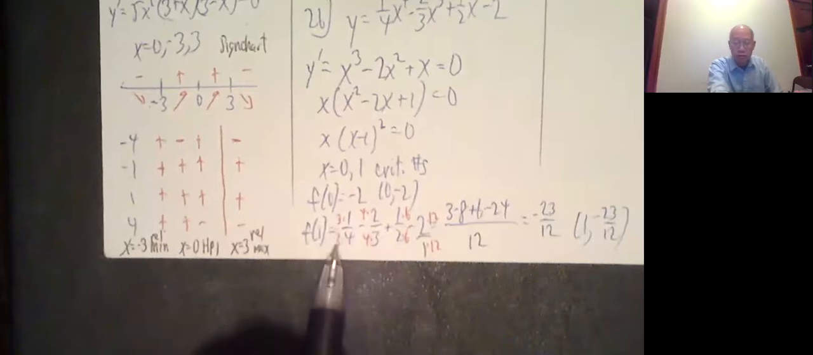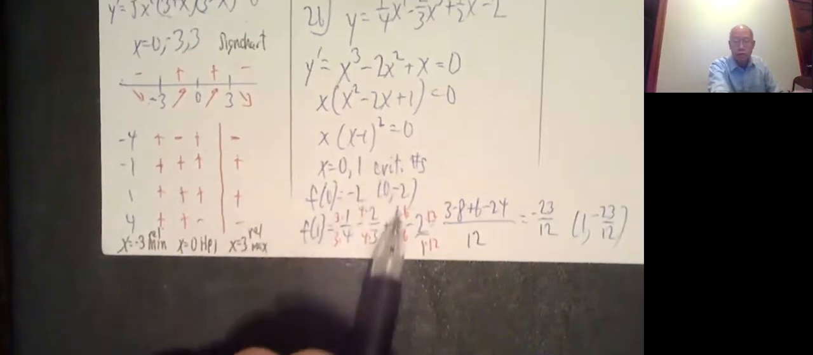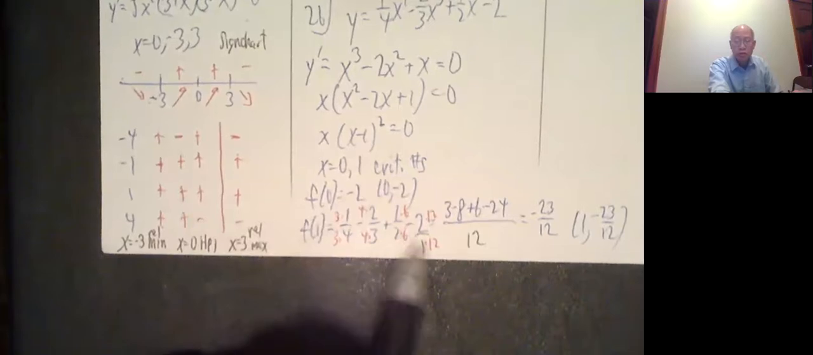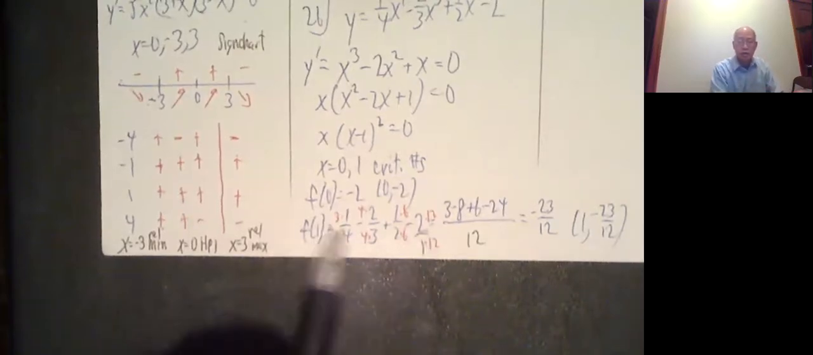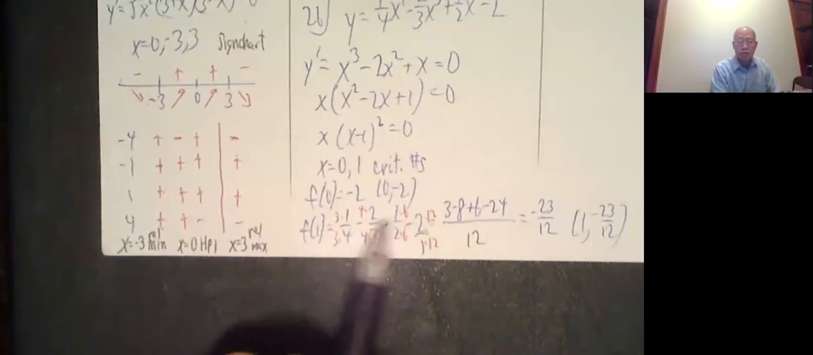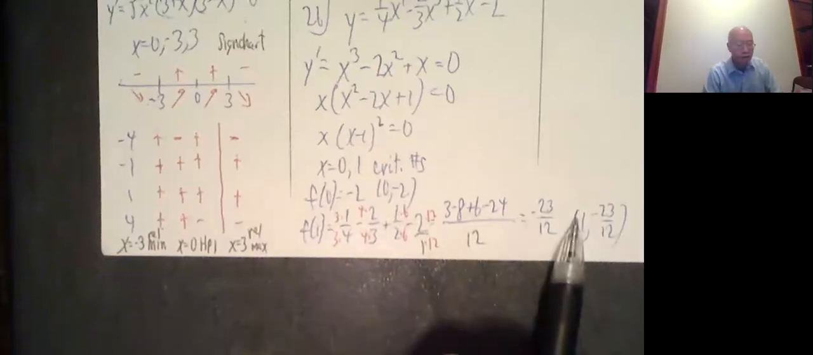So 4, I need 3 over 3. 3 needs 4 over 4. 2 needs 6 over 6. 2 over 1 multiplied by 12 over 12. Okay, so that gives me 3 minus 8 plus 6 minus 24. That comes out to be negative 23 over 12. So 1 comma negative 23 over 12.